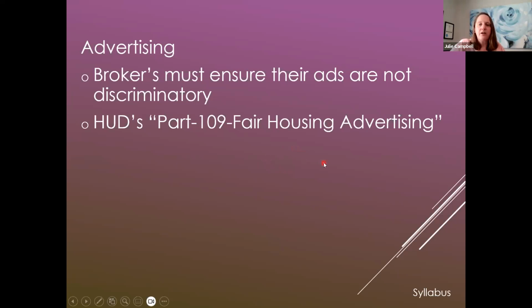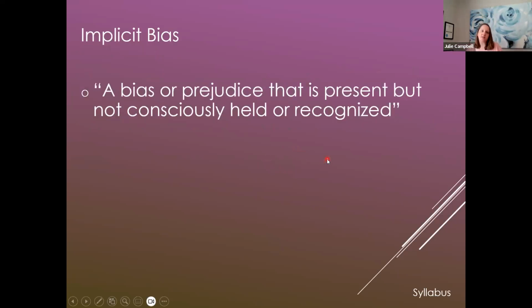Another term with racial equity to understand is implicit bias. Implicit bias is a prejudice that's present, but it's not consciously held or recognized. Some kind of unconscious attitude or stereotype. Maybe it comes from historical interpretations. Maybe it's your own personal experience. Maybe it's your upbringing, something that came up as a child that stuck with you throughout the years. You hold this implicit bias, but you're not conscious of it. You're not aware of it.